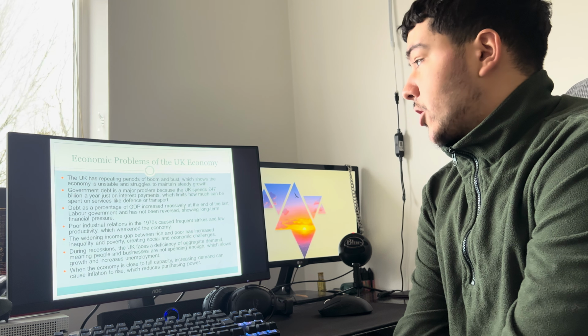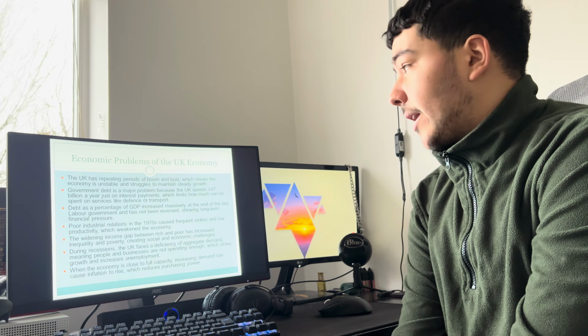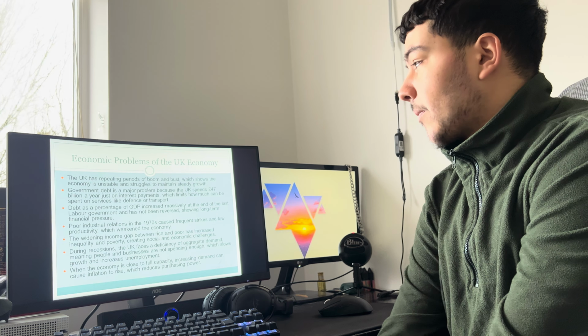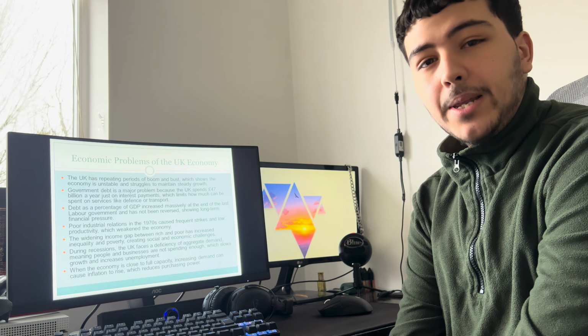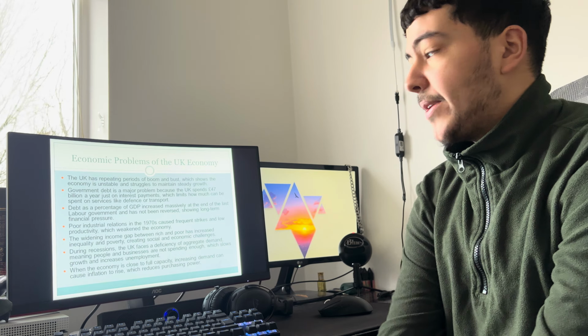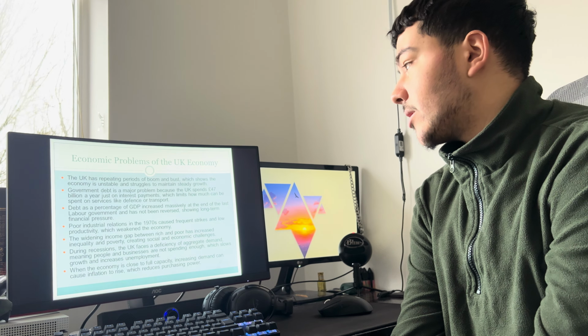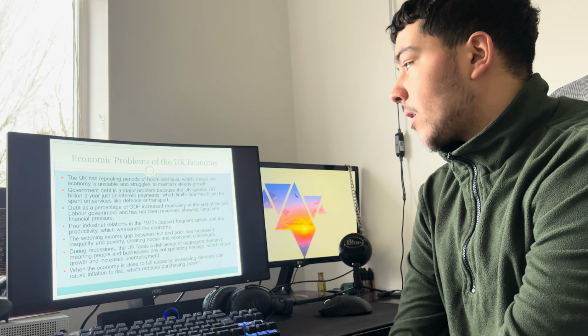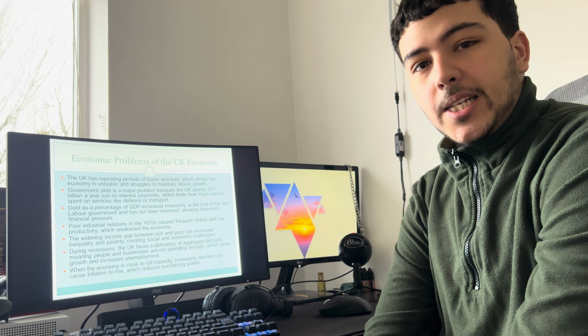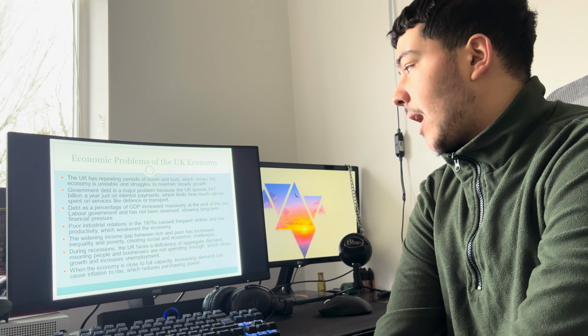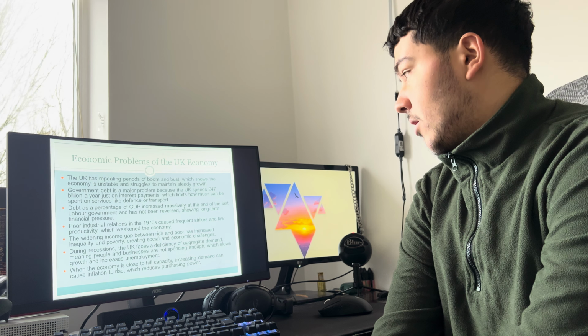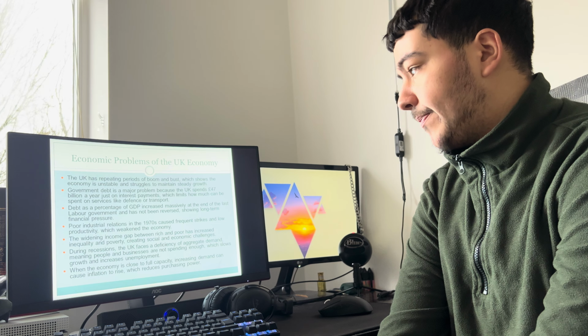The UK has repeating periods of boom and bust, which shows the economy is unstable and struggles to maintain steady growth. Government debt is a major problem because the UK spends £47 billion a year just on interest payments, which limits how much can be spent on services like defence or transport. Debt as a percentage of GDP has increased massively at the end of the last Labour government and has not been reversed, showing long-term financial pressure.